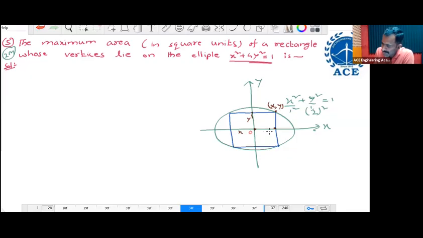Here we have taken this as x. Because the figure is symmetric about the x-axis and y-axis, this length will also be x. This height is y, and this height is also y.